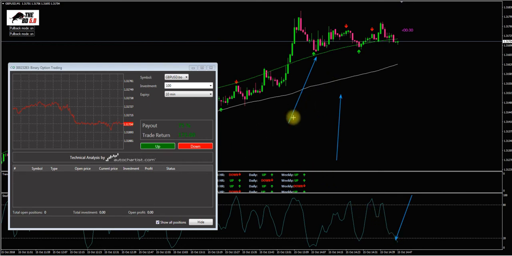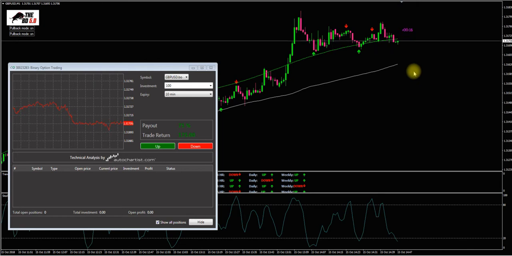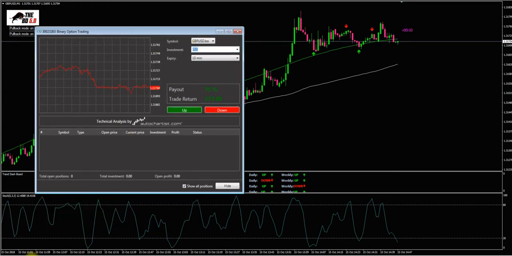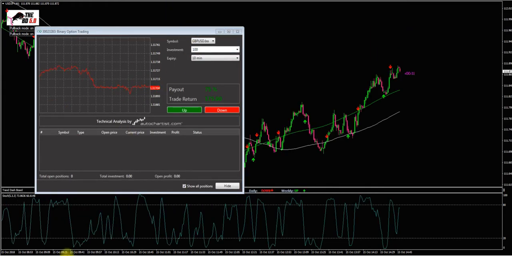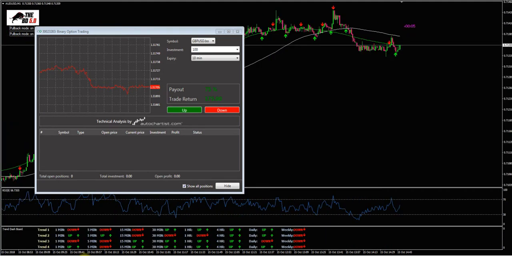White line on bottom, uptrend, we want to be taking call trades. So all I need to wait for now is a signal candle or a signal arrow to confirm to us a trade is happening. At the minute we've got nothing on there. Just have a look at my other charts. Nothing on there.